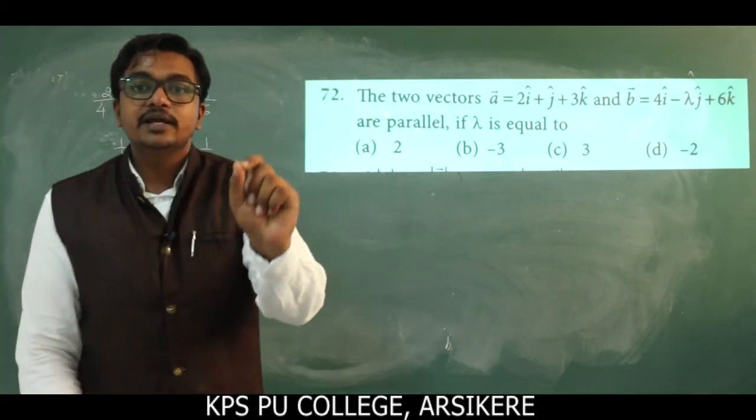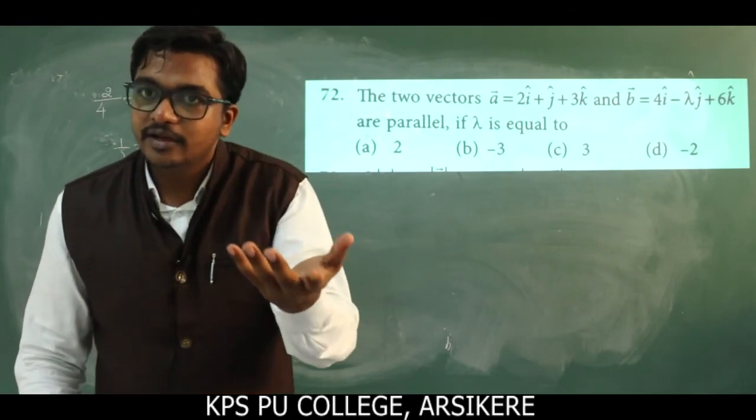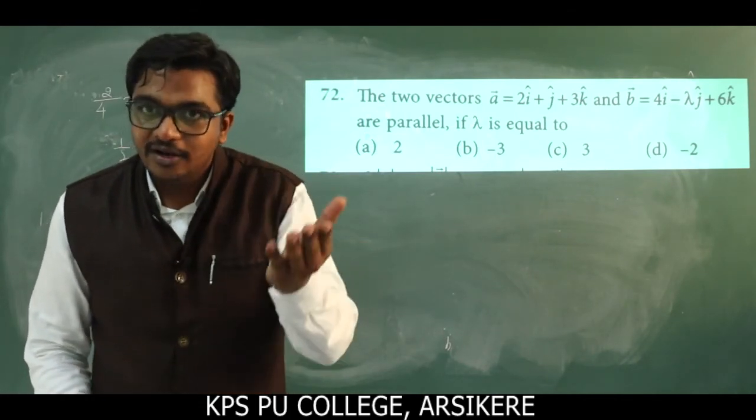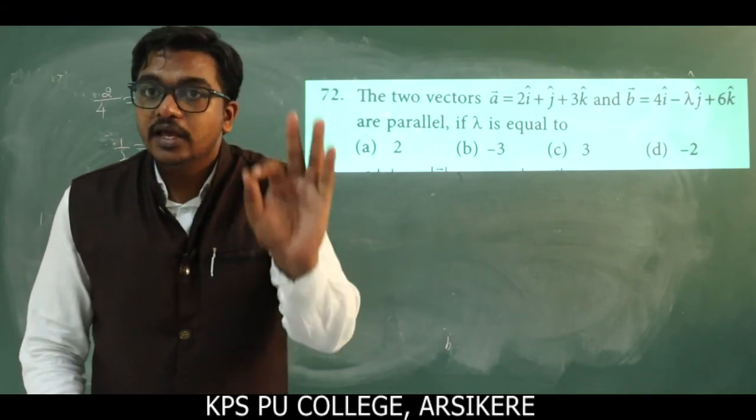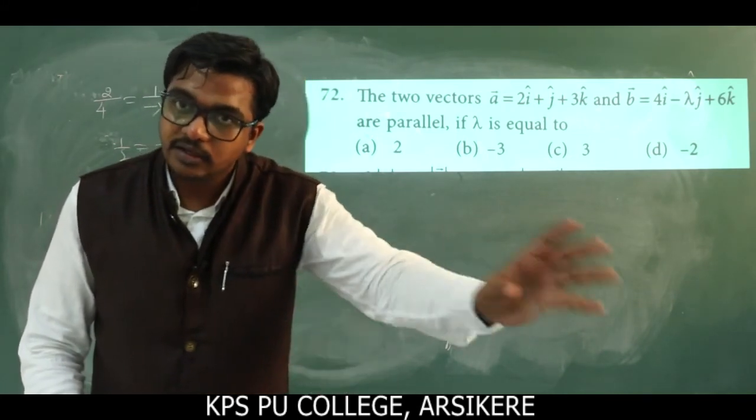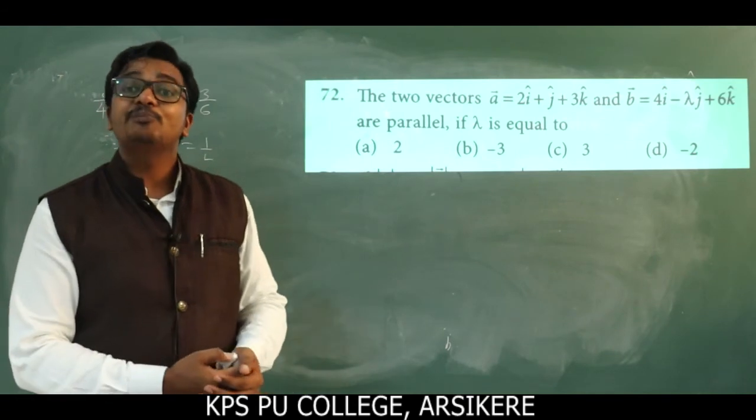So once they are parallel, they are nothing but parallel to the same line. They are collinear. Once they are collinear, the corresponding scalar components of vector A as well as vector B are proportional.